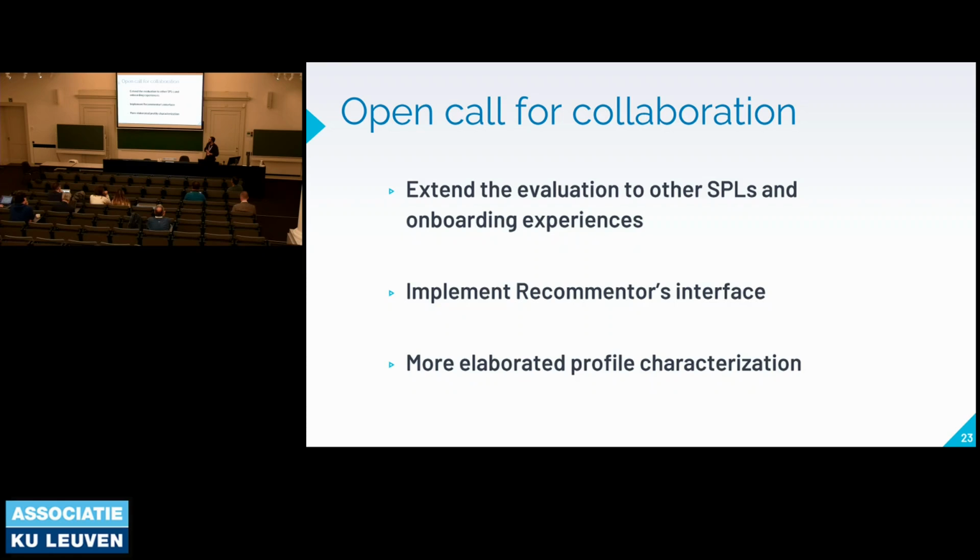And for future work, we plan to extend the evaluation of Recomentor to other software product lines, or at least to real newcomers and real mentors. We also want to implement the user interface of Recomentor because right now it is a Python console application. And we also want to improve the elaboration of the profiles, because right now it is only based on the code of the features and the code of the newcomer. For example, we plan to include some popular metrics of software product lines like feature scattering or feature tangling.